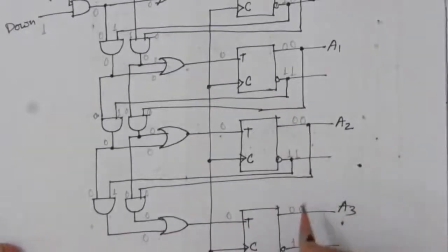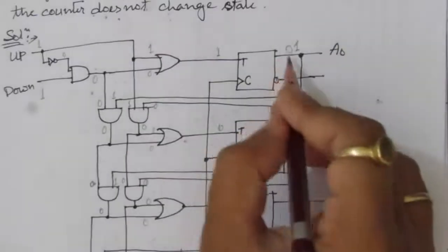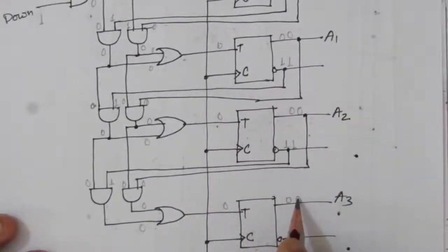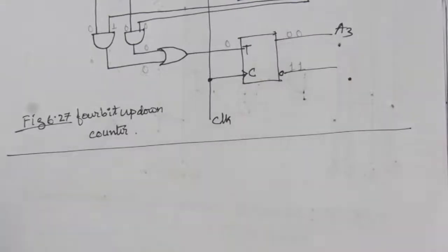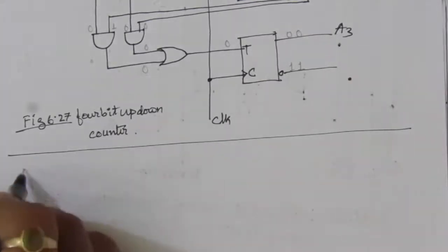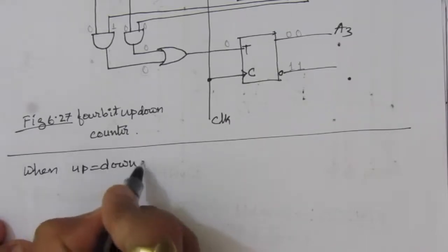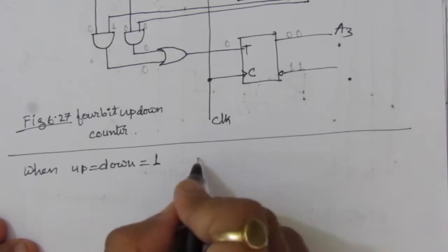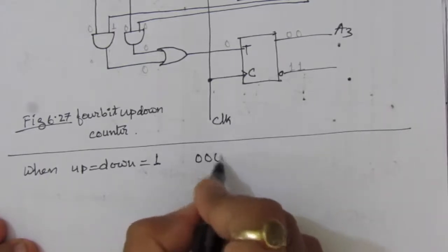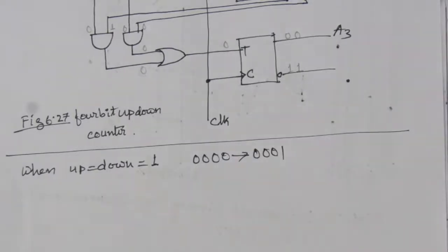So previously we had, this is the most significant bit, 0, 0, 0 and 0. Now we have got 0, 0, 0 and 1. That means when up equals down equals 1, the circuit is changing from 0, 0, 0, 0 to 0, 0, 0, 1. So it is incrementing.